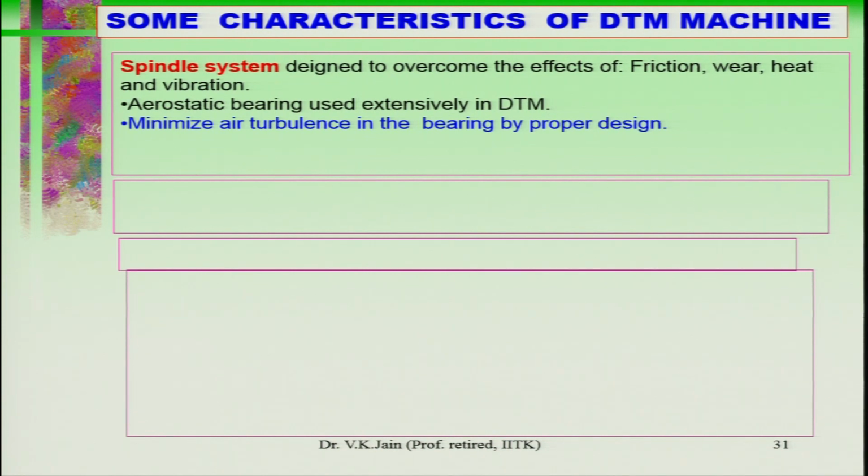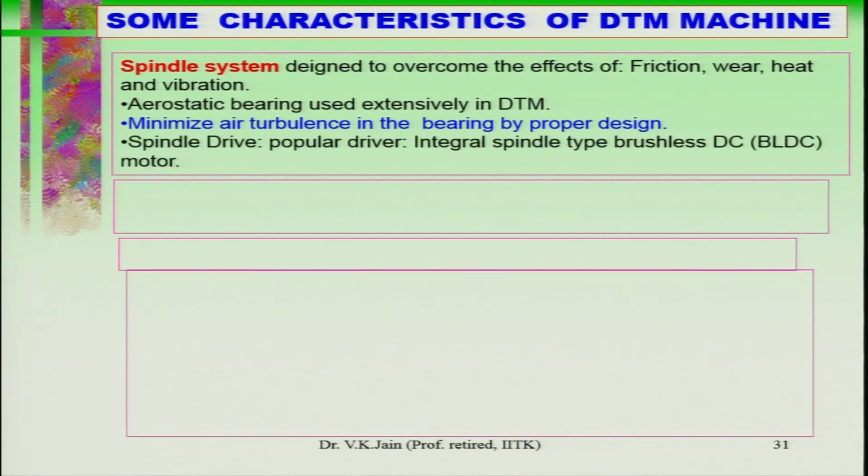Then you are using aerostatic bearing, extensively used in diamond turning machines to minimize the vibration and friction both, and minimize air turbulence in the bearing by proper design, so that the performance of the cutting is not affected. Spindle drive is another important device. It is quite popular, and integral spindle type brushless DC motors are used for spindle drive purposes.